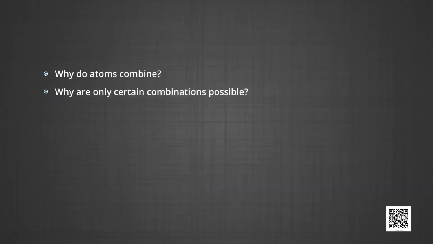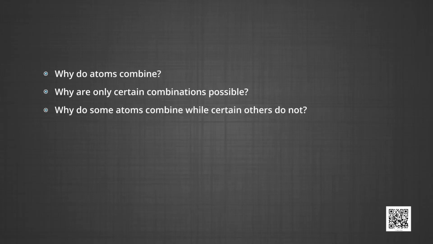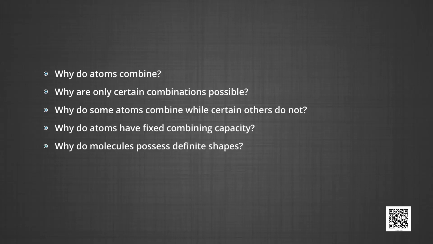The attractive force which holds various constituents like atoms, ions, etc. together in different chemical species is called a chemical bond. Since the formation of chemical compounds takes place as a result of combination of atoms of various elements in different ways, it raises many questions. Why do atoms combine? Why are only certain combinations possible? Why do some atoms combine while certain others do not? Why do atoms have fixed combining capacity? Why do molecules possess definite shapes?